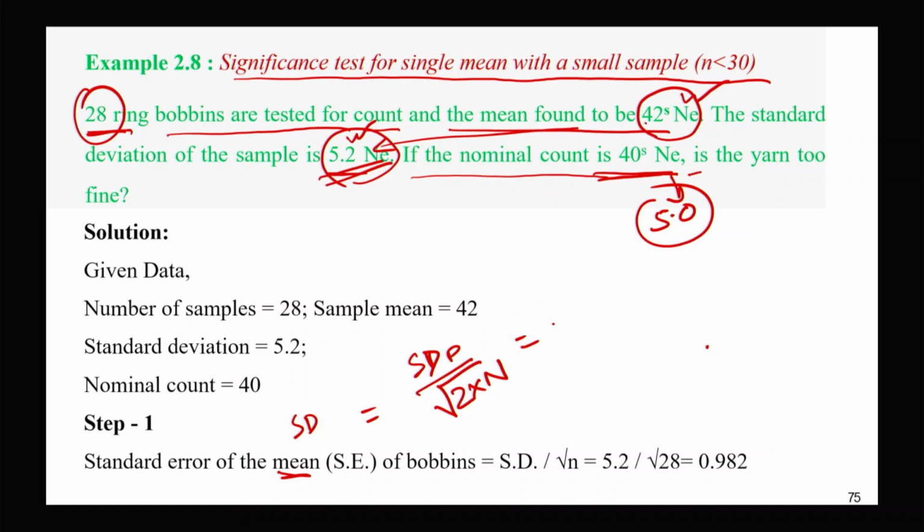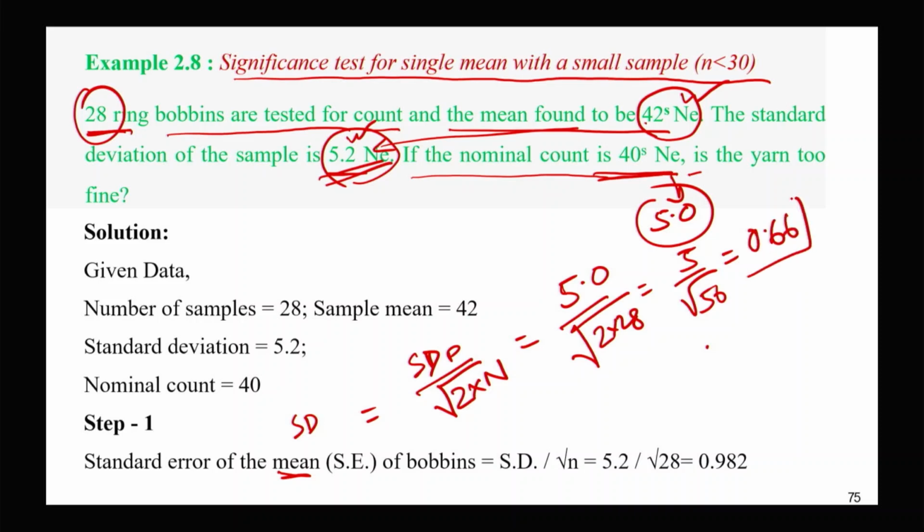So the standard deviation of the population divided by under root 2 multiplied by n. The standard deviation of the population is available, so we use 5 here, under root 2 into 28, under root 56, 5 divided by under root 56, this will be 0.66. This is the standard error.